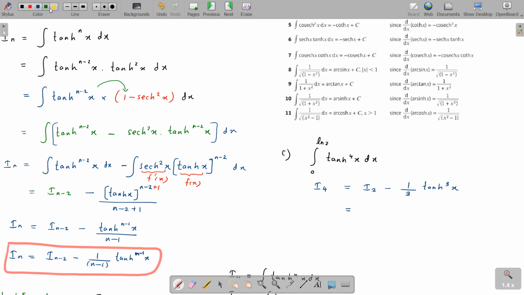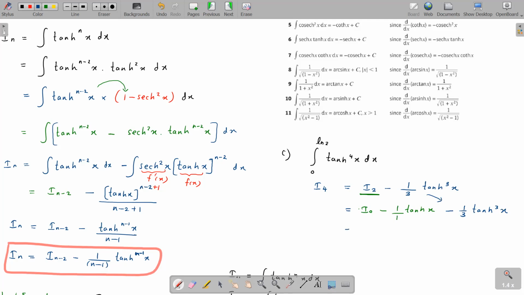So I2 equals what? Go back to this equation. I'm replacing the I2 value here only. I2 equals I0 minus 1 over 2 minus 1, which is 1, tan to the power 2 minus 1, which is 1, tan x. That's just I2. And then don't forget the remaining part. What's the remaining part? Minus this term, 1 over 3 tan cube x. Don't forget that.